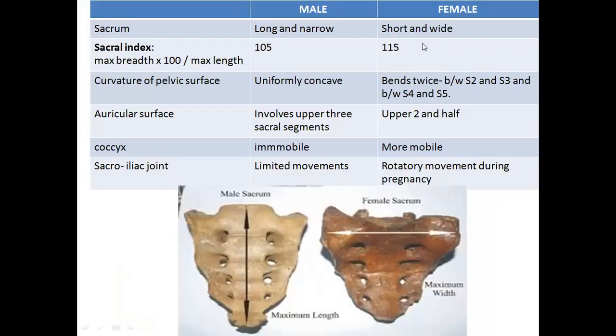Apart from that, we also have certain other differences related to the sacrum when you see male and female sacra. The sacrum in males is long and narrow, whereas in females it is short but wide. Sacral index is nothing but the maximum breadth multiplied by 100 divided by the maximum length of the sacrum. This is the maximum breadth and this is the maximum length. In males the sacral index is 105, in females it is 115.